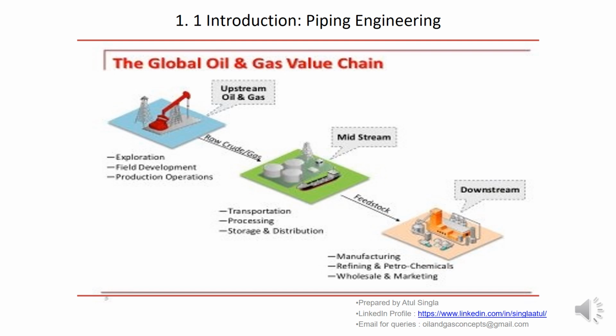If you see in this figure, the upper part is upstream oil and gas, we generally call it offshore, and then midstream, then downstream. We divided it into 3 parts. In upstream, mostly the exploration takes place. Then the raw crude or gas is transferred to the midstream area where the storage and distribution take place. Then the feed from this midstream is transferred to the downstream area. Generally, we call it onshore platforms, onshore area, where manufacturing and refining take place. Along with that, wholesale and marketing of these products also take place.